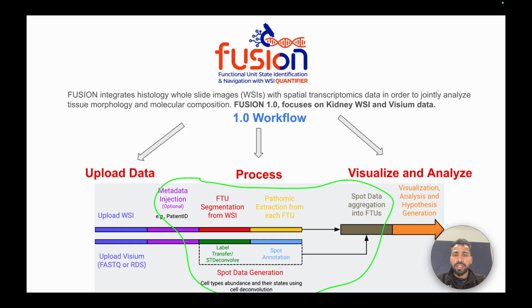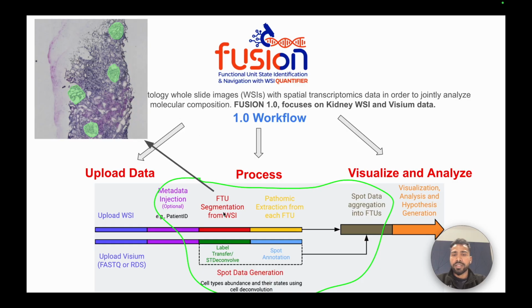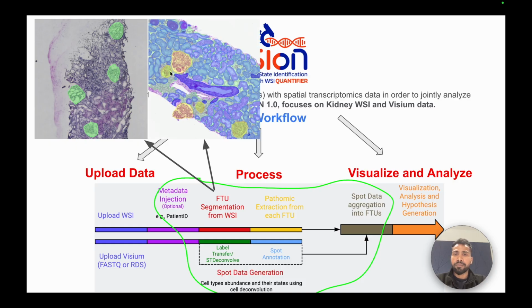The second step is functional tissue unit segmentation. FTUs are biologically meaningful compartments within the whole slide image, which can be glomerulus, tubules, or any other meaningful structures. This is an example of glomerulus segmentation done using one of our plugins, and this is another example of FTU segmentation using multi-compartment segmentation, where it segments 6 different compartments like glomerulus, tubules, arteries, interstitium, etc.